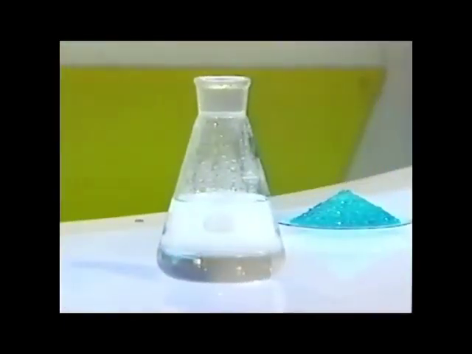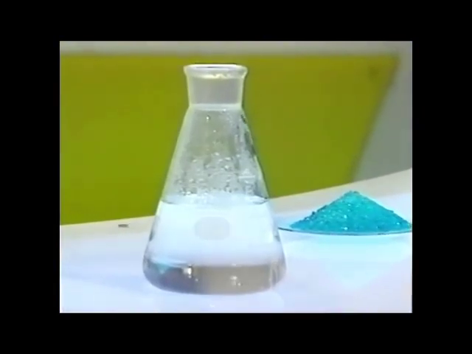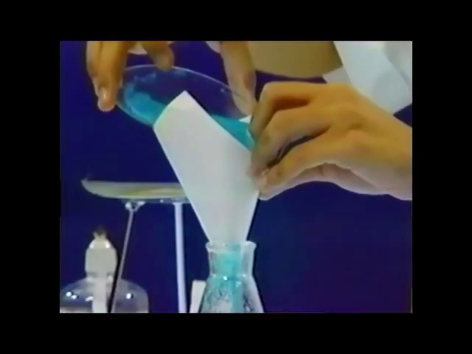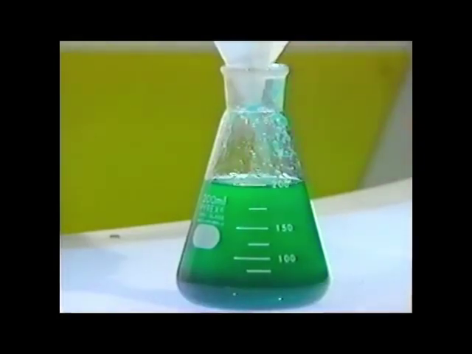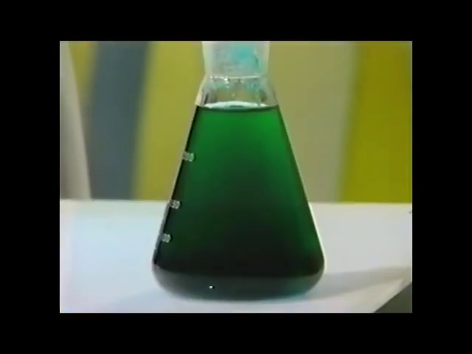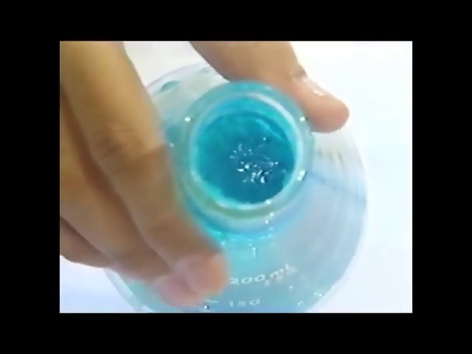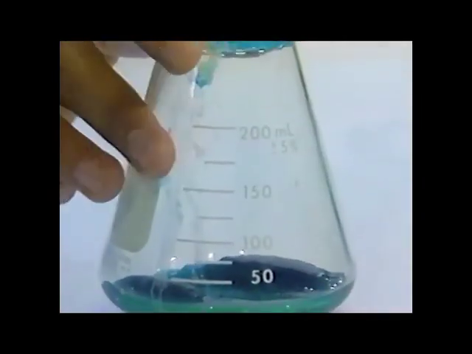Recall how we prepared a supersaturated solution of nickel sulfate in an earlier episode. First, we prepared the saturated solution of the solid in a liquid at a high temperature and cooled it, making sure to leave it undisturbed. A supersaturated solution is unstable because it contains more than the solubility limit of solute at equilibrium. Seeding the solution with a crystal of the solute results in the formation of larger crystals within a few days.